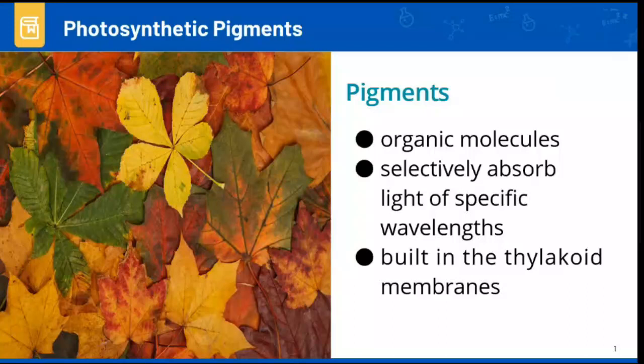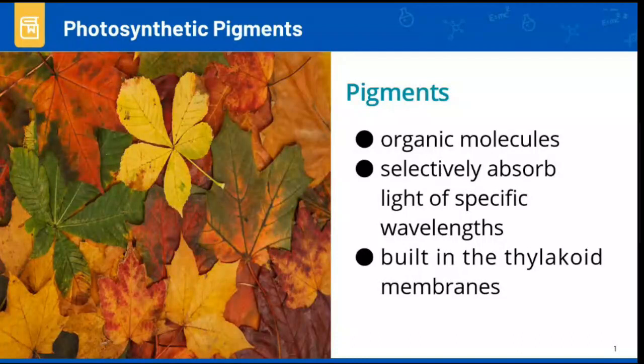As I mentioned, the photosynthetic pigments are built in the thylakoid membranes of the chloroplast. Now, wavelengths of light that are not absorbed are reflected. This reflected light gives each pigment its characteristic color. Whatever the color of your leaves is, that is the wavelength reflected back from the electromagnetic spectrum.